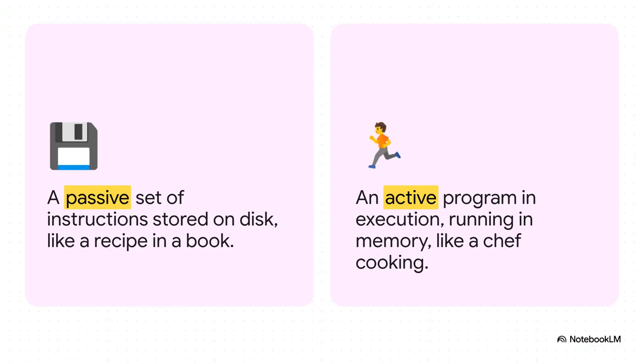Now, the difference here is super simple, but it's absolutely crucial. Think of it like this. A program is just a recipe sitting in a cookbook. It's passive, right? It's just a set of instructions. A process, though, that's the chef in the kitchen actually cooking. They're using the recipe, mixing the ingredients, turning on the heat, and making something real happen. A process is a program in action.